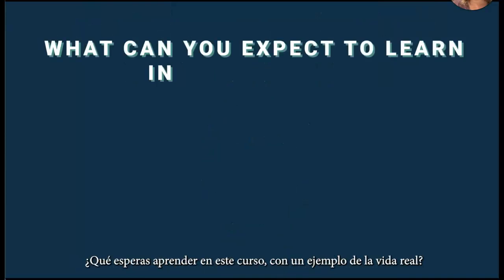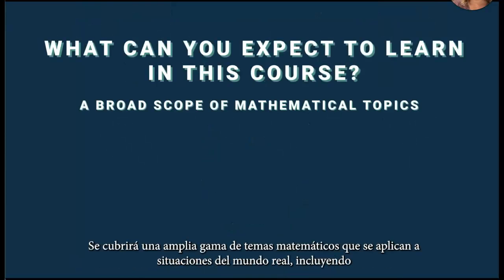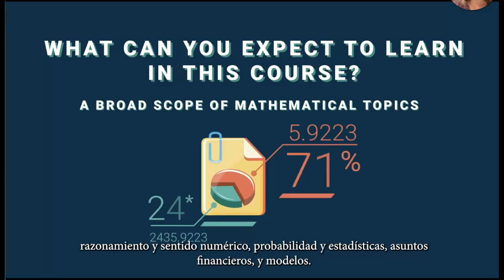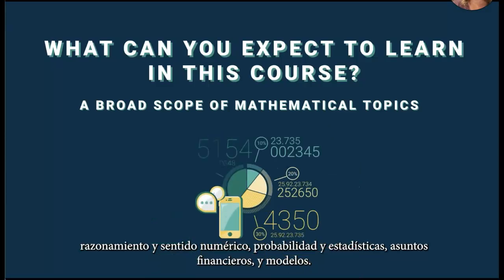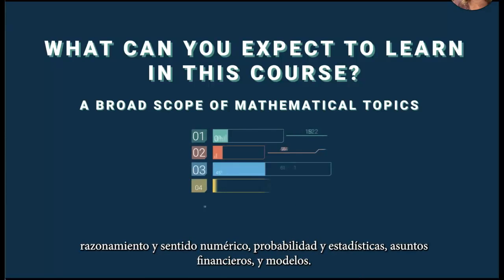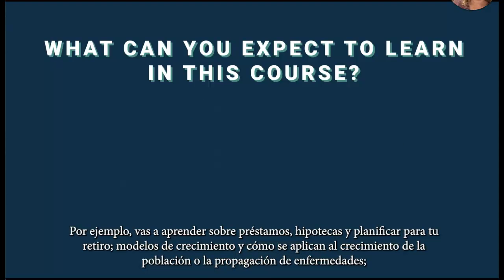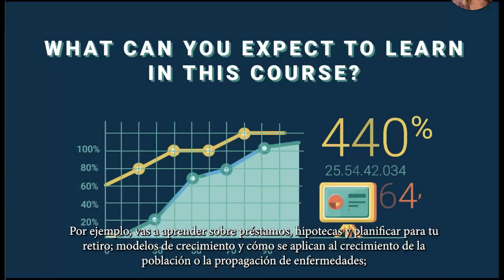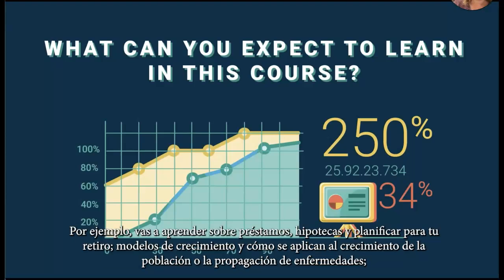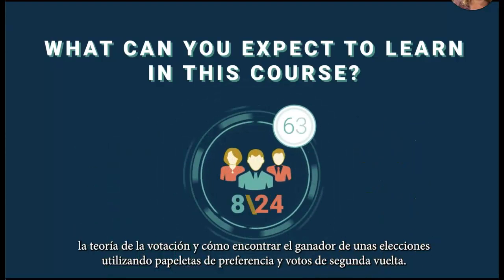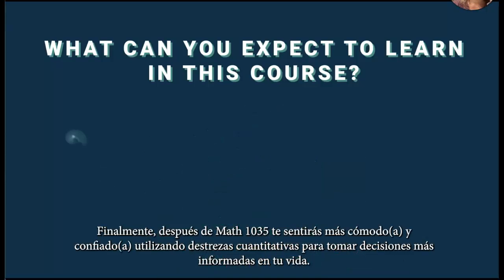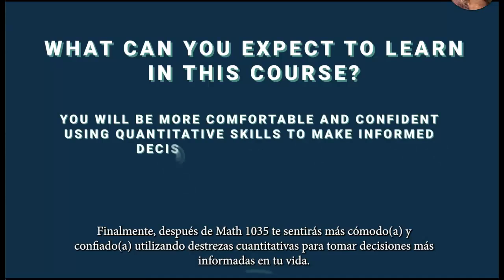What can you expect to learn in this course with a real-life example? A broad scope of mathematical topics as they apply to real-world problems will be covered, including reasoning and number sense, probability and statistics, finance matters, and modeling. For example, you will learn about loans, mortgages, and planning for retirement, growth models and how they apply to the growth of populations or the spread of diseases, voting theory and how to find the winner of an election using preference ballots and runoff voting. Finally, after Math 1035, you will be more comfortable and confident using quantitative skills to make informed decisions in your own life.